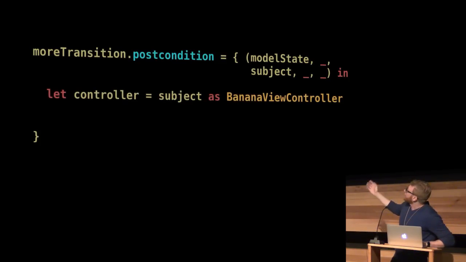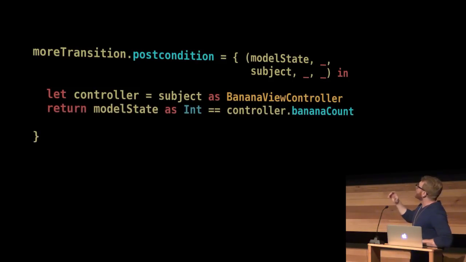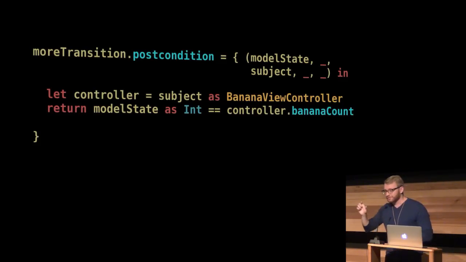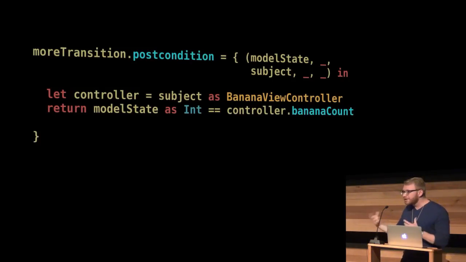We get the view controller, and we have to specify what condition should hold after each transition, right? So we'll say that, hey, get the model state, it's an int, and that should be equal to the current banana count that's displayed on the view controller, right? So after you perform a more transition, that label should have updated. And we know internally that it goes out into Core Data and does all this crazy stuff. That's not what we care about. We care about the label has updated.